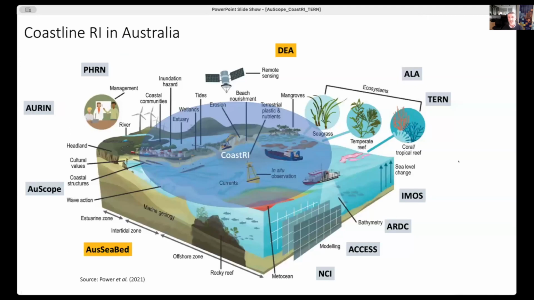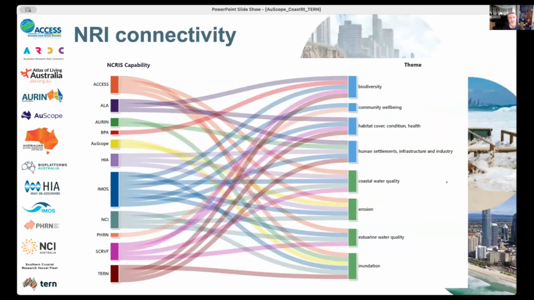This diagram really nicely shows where we all sat, and there are other things in there that aren't NCRIS data sets. There are data sets in there that are other government data sets and things. But this shows a coastal environment, and it shows that there's a whole bunch of data that we're all collecting independently, and that Coastar is a way of tying all of that together.